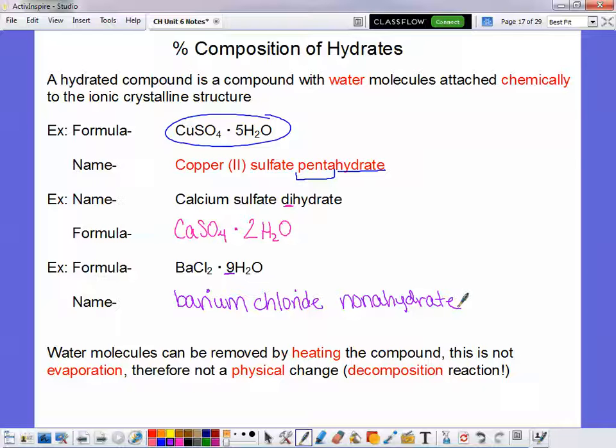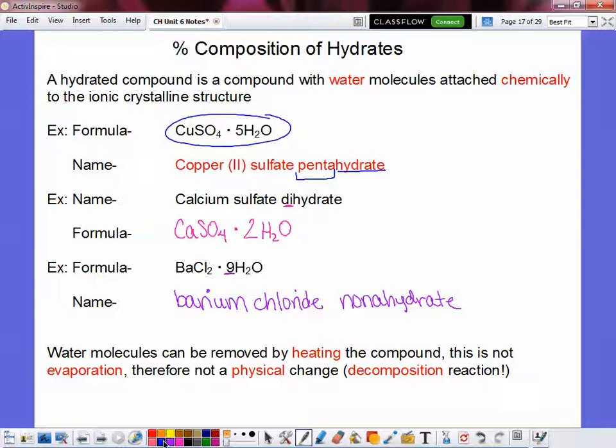All right, now, in the lab, you are going to heat up your hydrate, and that's going to cause the water molecules to leave the hydrated compound. You're actually breaking bonds there. It is a chemical reaction. It's not evaporation. I mean, the water will eventually evaporate because you're heating it, but the original change is a decomposition reaction. You're breaking the bond of the water molecule within the hydrate. So it's not a physical change. Just keep that in mind.